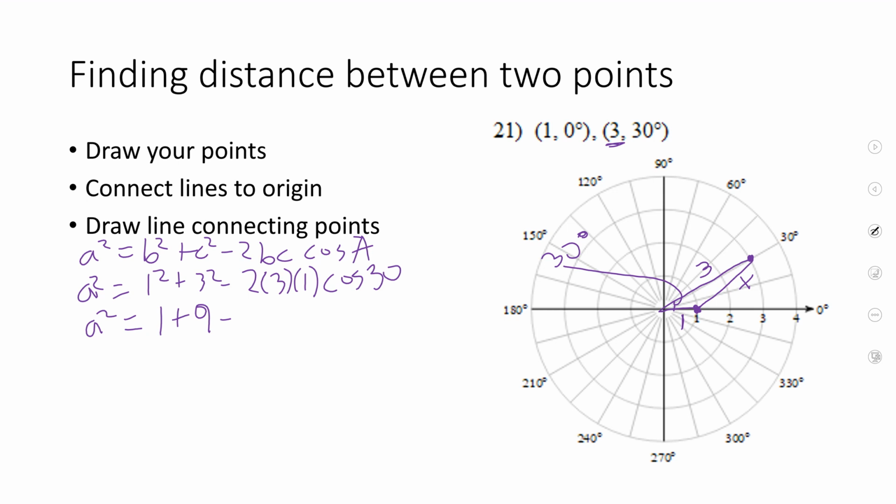Plug it in the calculator. Whoops, it's 3 radical 3. Silly me. Alright, minus 3 radical 3. Then when you solve this, you get 10 minus 3 radical 3. And you get a squared equals 4.804. And then square root both sides. And you get the fact that A is going to be equal to 2.19.